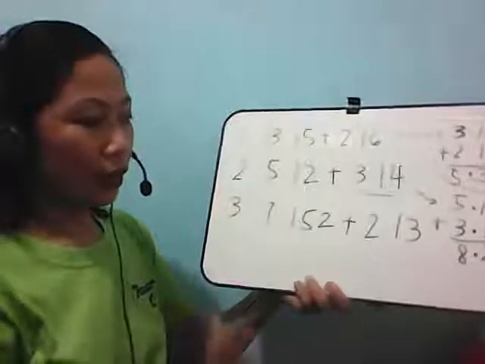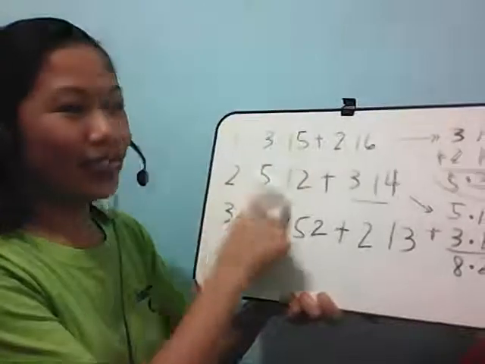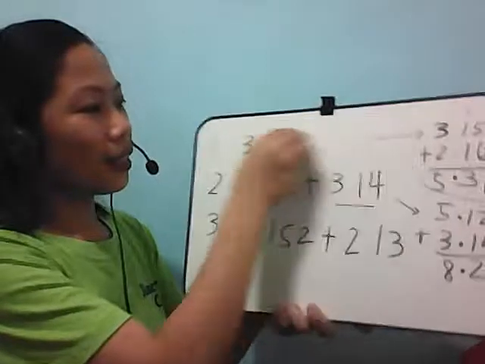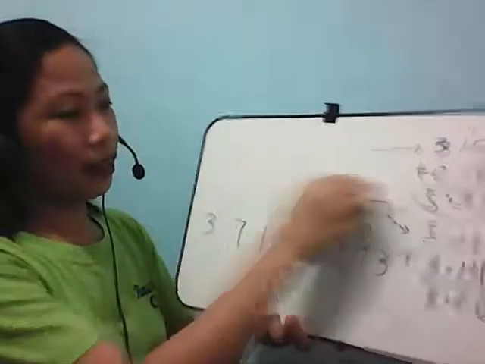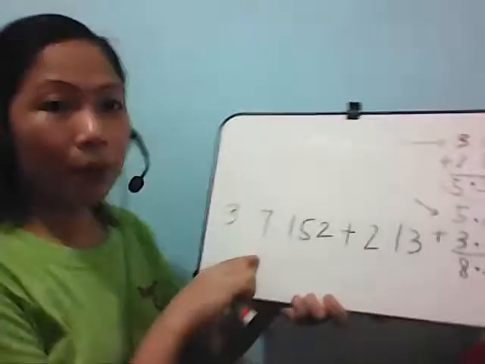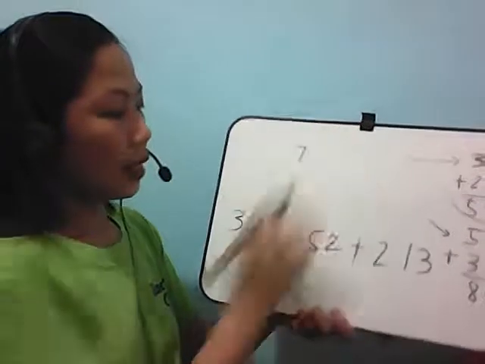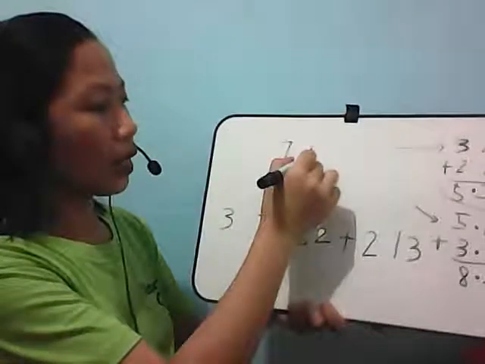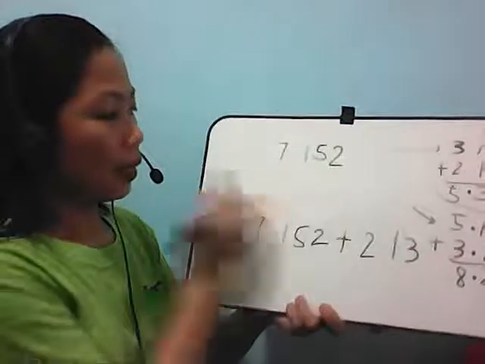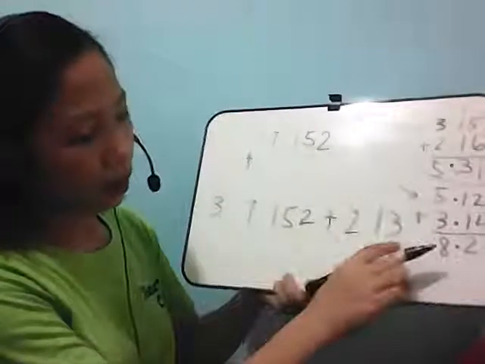So, let us solve number 3. Since we do not have any space, we need to erase numbers 1 and 2. Alright, let us erase number 1 here. So our number 3 here is 7 and 152 thousandths.